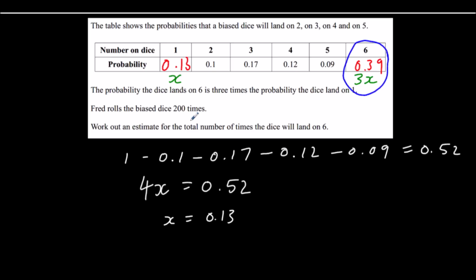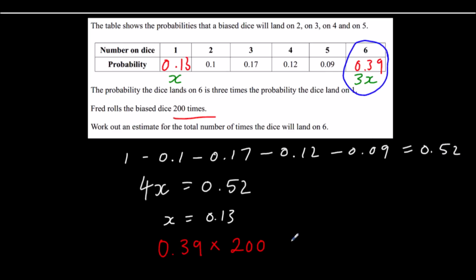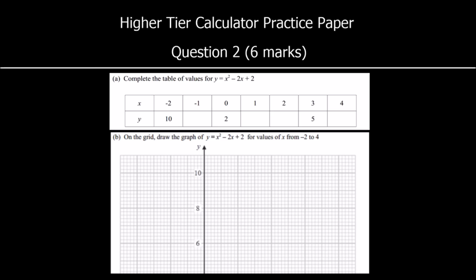So we're going to roll the dice 200 times. How many times do we think it will land on 6? So the probability times the number of trials is 78. Question 2.